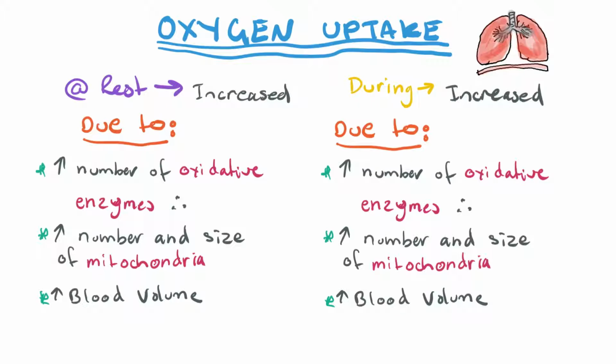And then finally, we look at the fact that because our stroke volume is increasing, that means that our blood volume around our body is increasing, which means that we can actually get more oxygen into the blood system, which is obviously going to allow for this increased amount of oxygen because we've got an increased amount of blood.